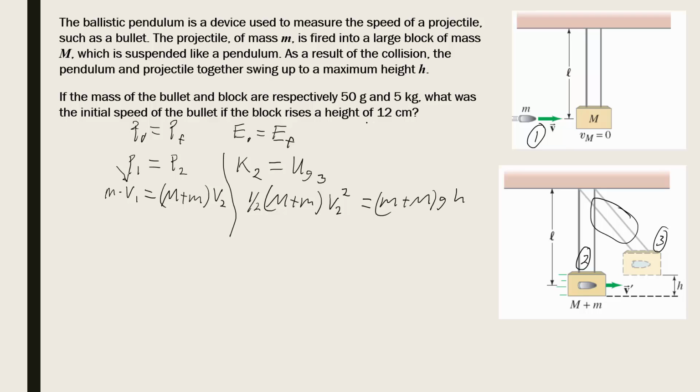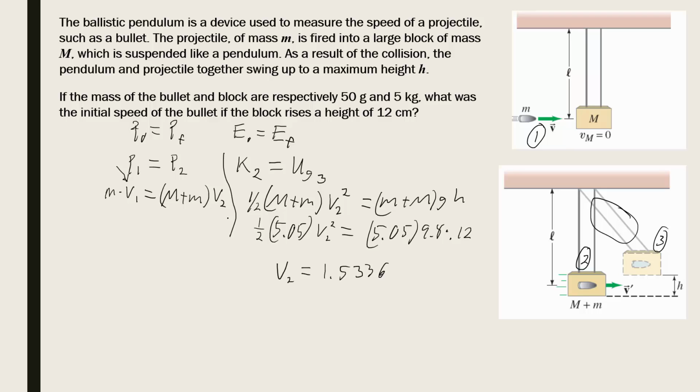So we've got a 50-gram bullet, 5-kilogram block. So these are all going to be 5.05 kilograms. And we've got a factor of 1/2. We don't know this v2. Here we've got 5.05. g is 9.8, and we are given h is 12 centimeters, so we're going to make that 0.12 meters. Okay, so we can use this equation over here, and we can solve for v2. Turns out that this is equal to 1.5336. Don't do intermediate rounding.